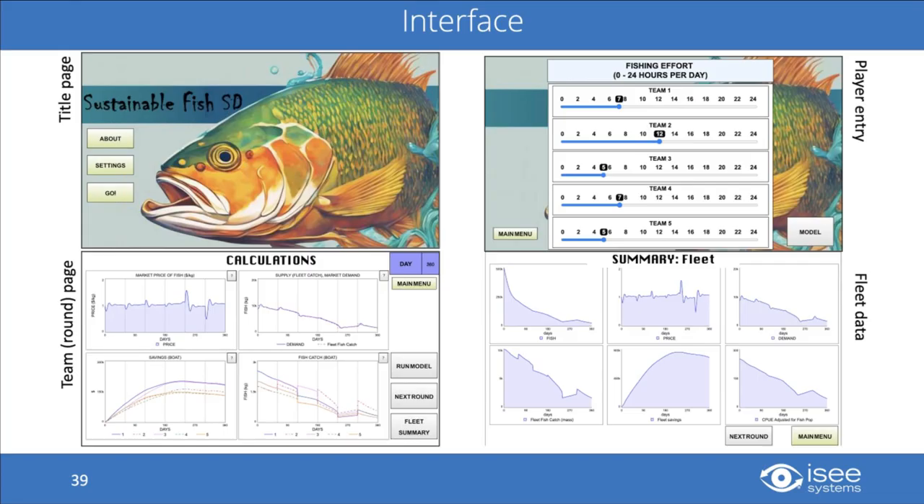These are the core screens. In terms of minimizing the decisions, I only ask one decision per round, and that is how much fishing effort will you apply per day, from 0 to 24 hours.